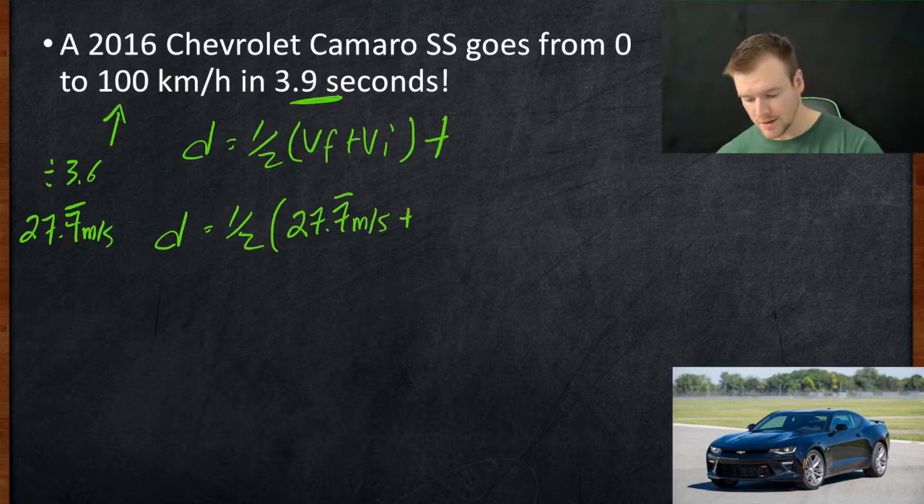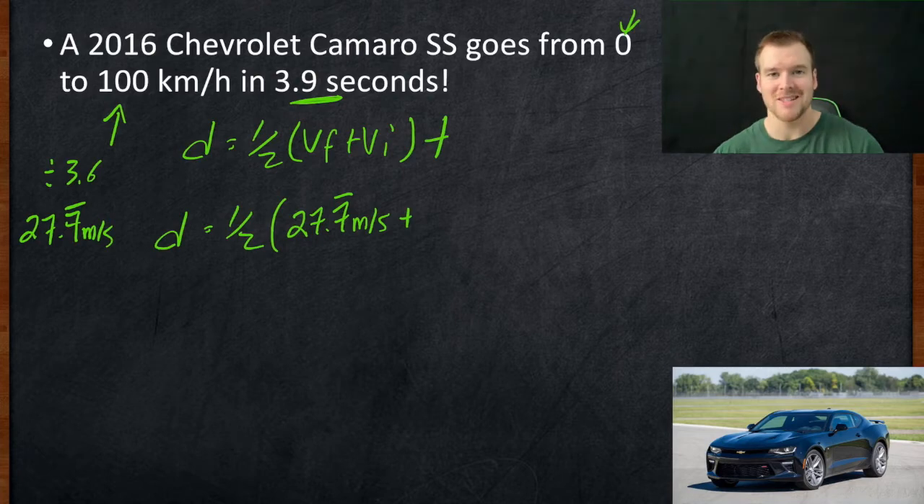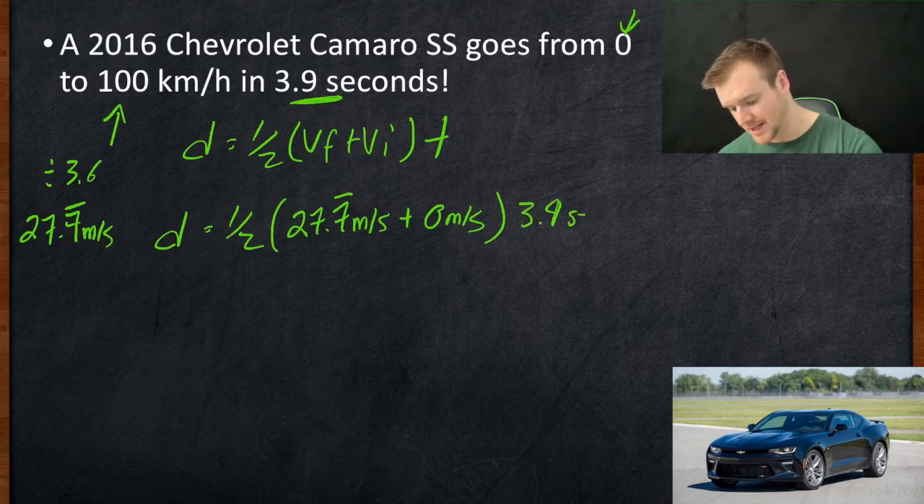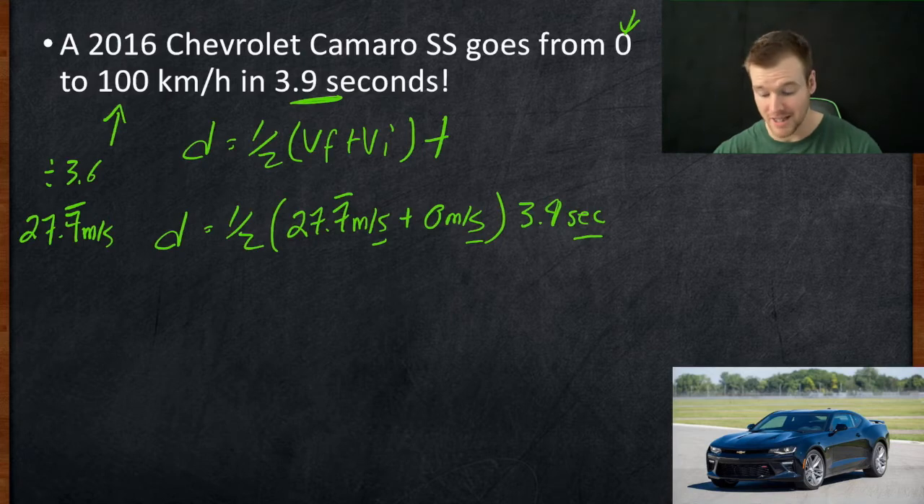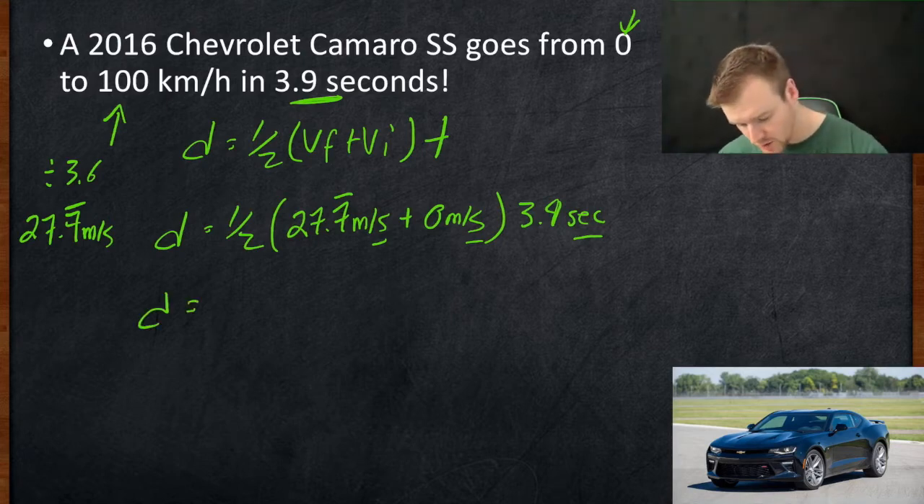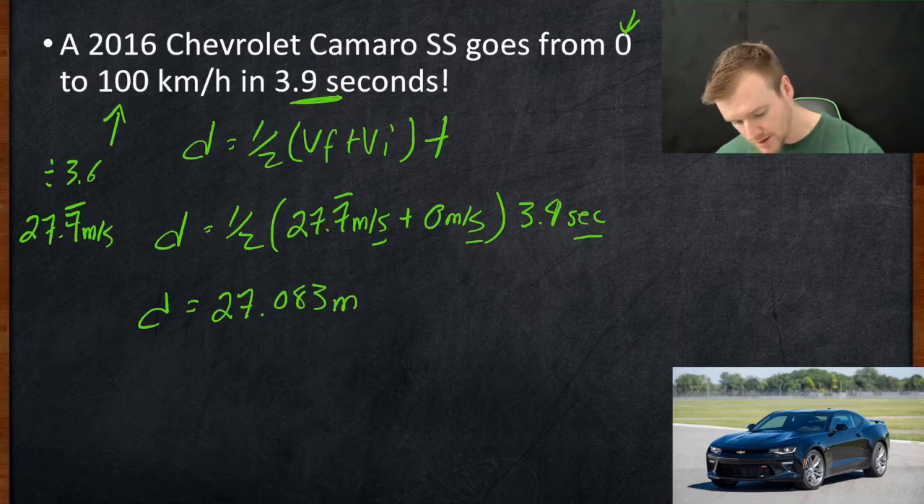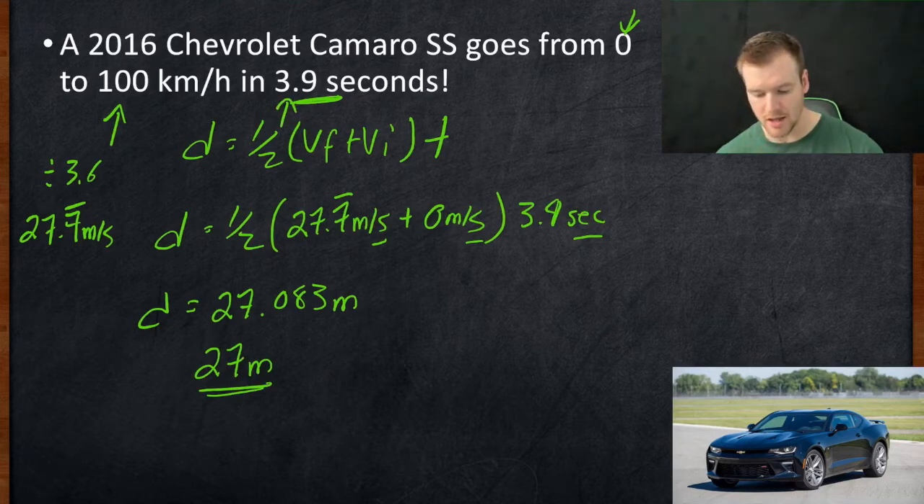Plus VI, it starts at 0 kilometers per hour, but that's 0 meters per second as well. And I multiply by the time, which is 3.9 seconds. We have the units matching up. Now I just need to plug into the calculator. I'm getting a number of 27.083 meters. And I'm going to round my displacement to 27 meters then, because there were 2 digits in the question.